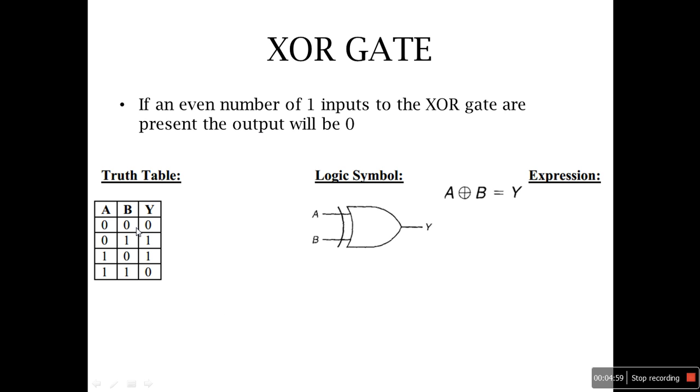It is 0 number of times, so the output is 0. 0 and 1, odd number of ones, so the output is 1. 1 0 again, odd number of ones, the output is 1. 1 and 1 produces the output as 0. And this is the logic symbol of the XOR gate: A, plus written inside a circle, plus B. This is how an XOR is represented, and Y is the output.